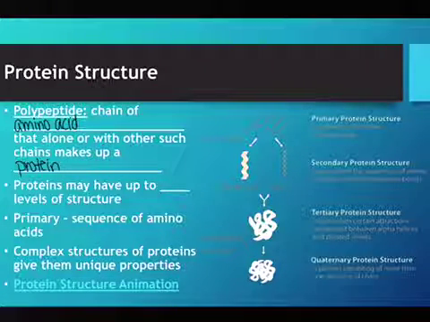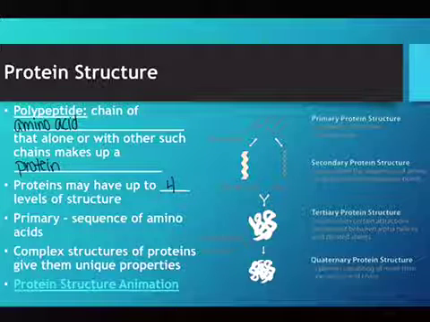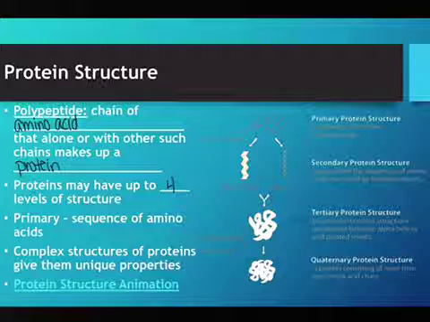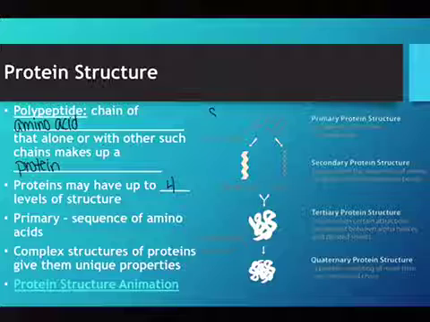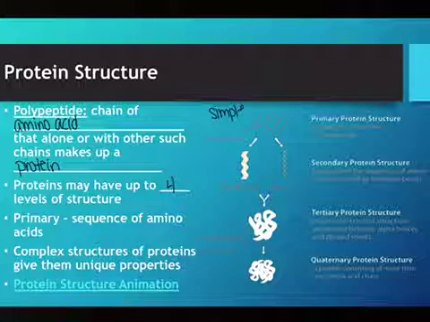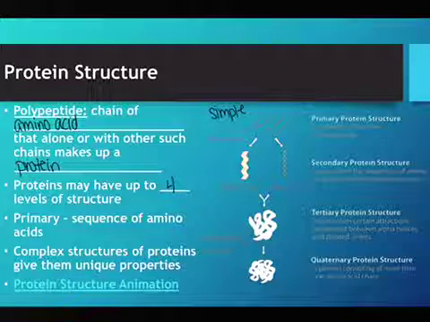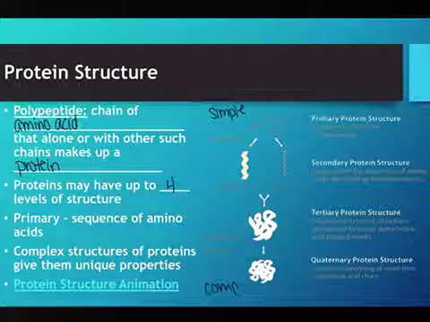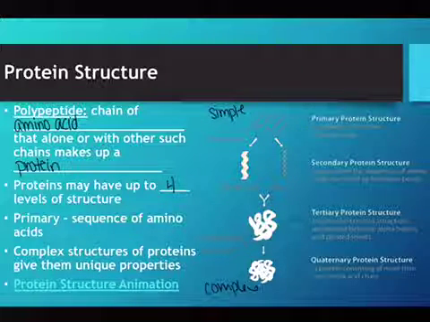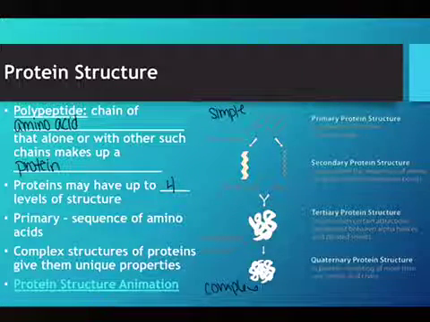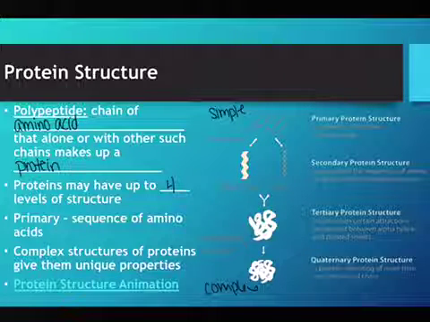Proteins can have up to 4 levels of structure. The primary level would be the most simple of the 4 structures, all the way down to quaternary would be the most complex. The complex structure of proteins give them their unique properties.